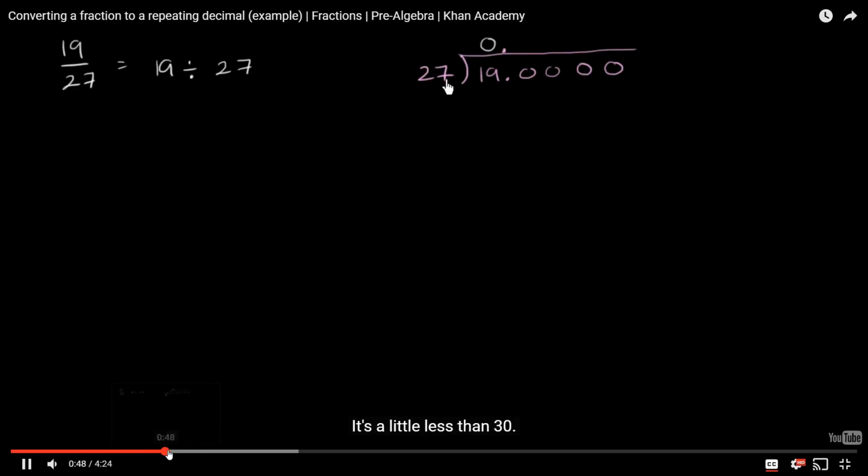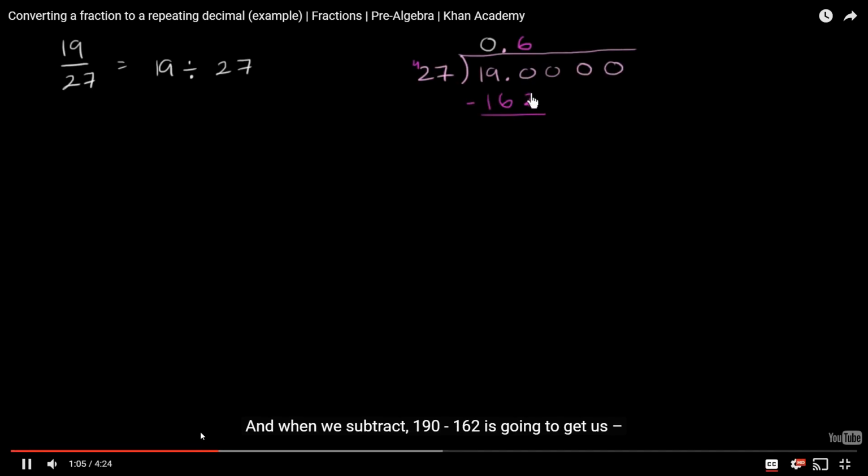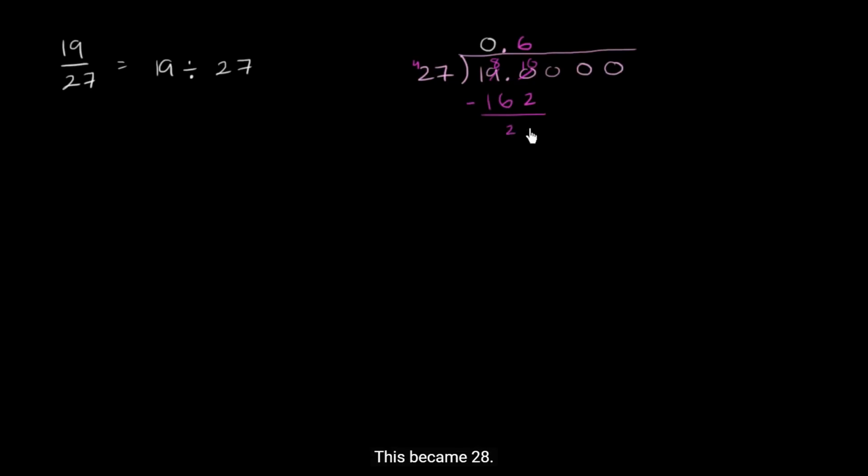It's a little less than 30. 3 times 6 would be 180. So let's go with it going 6 times. Let's see if that works out well. 6 times 7 is 42. 6 times 2 is 12, plus 4 is 16. And when we subtract 190 minus 162, actually, we could have had another 27 in there, because when we subtract, we get a 10 from the tens place, so that becomes 8 tens. This became 28. So we could have put one more 27 in there. So let's put one more 27 in there.